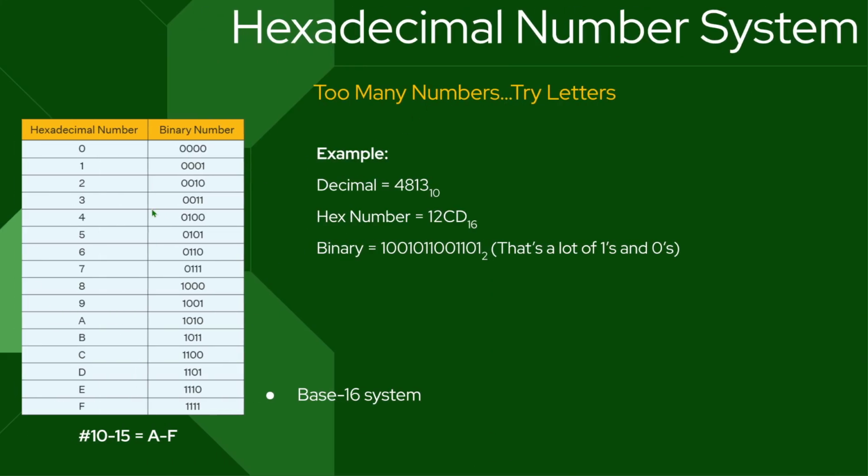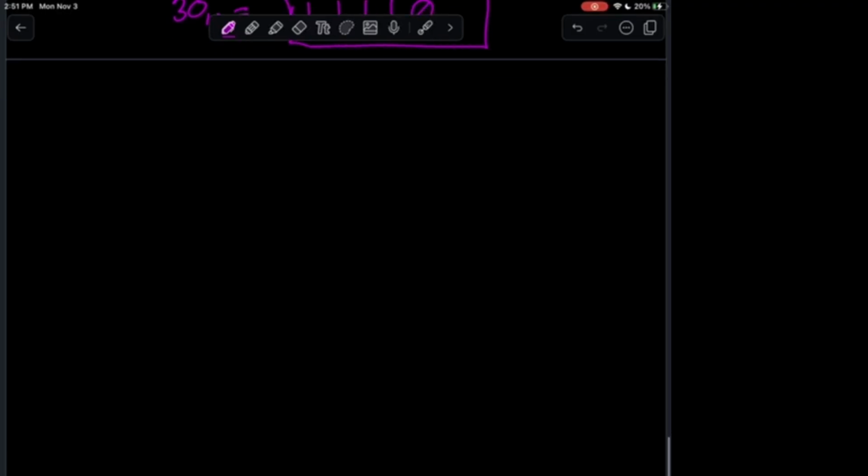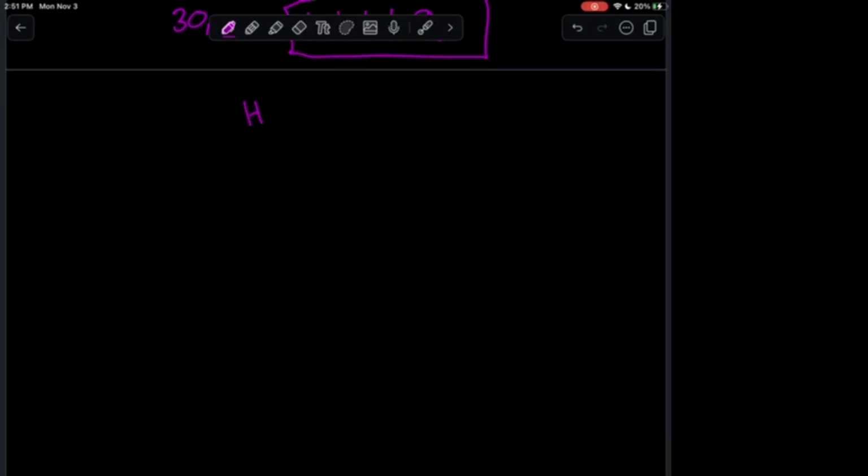So if you go back here, let's look at C. A is 10, B is 11, 12. So C is 12, and then D would be 13. So going back here, we have 12. We'll be multiplying 16 by 12, and then 16 to the power of 0 is 1, so 1 times 13. Same thing as we were doing before, you're just multiplying everything, and then you add all that up to get our decimal number. Let's do one more example. This is going to be hex to decimal.